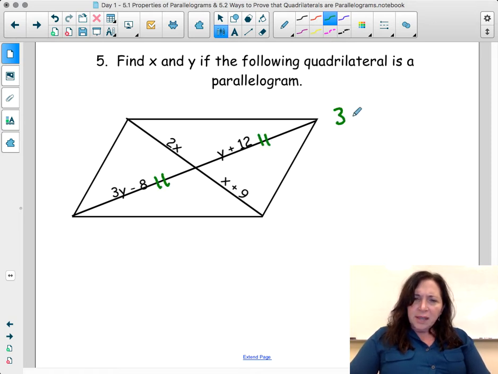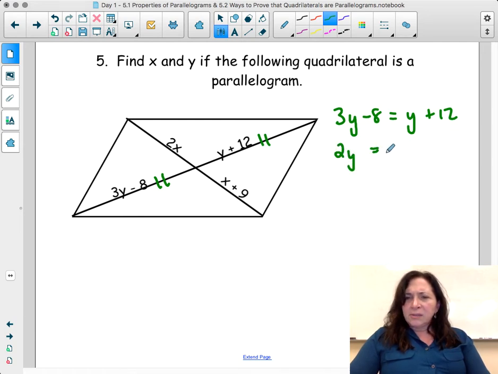So you can say that 3y minus 8 is equal to y plus 12. Let's subtract y from both sides. I'm going to get 2y. I'm going to add 8 to both sides, and I'm going to get 20. I get y equals 20 divided by 2, which is 10.